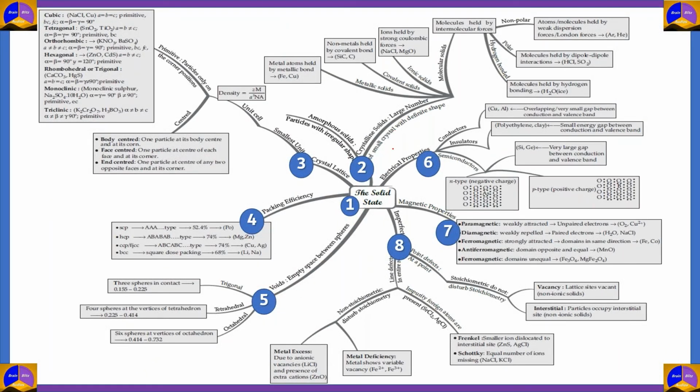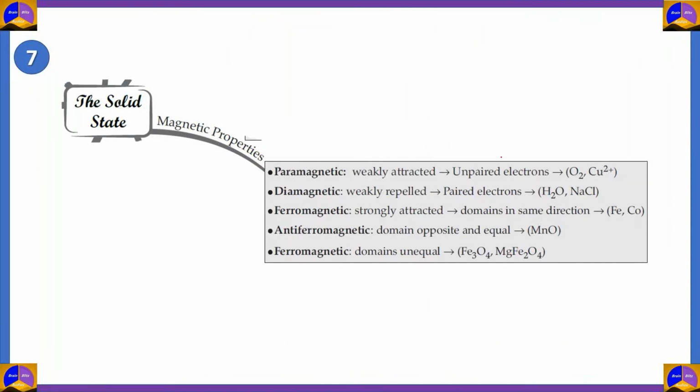Now, let's look at magnetic properties. In terms of magnetic properties, we have basically 5 kinds of solids. The first kind of solid is known as the paramagnetic solid. Paramagnetic solids are weakly attracted, and they have unpaired electrons.